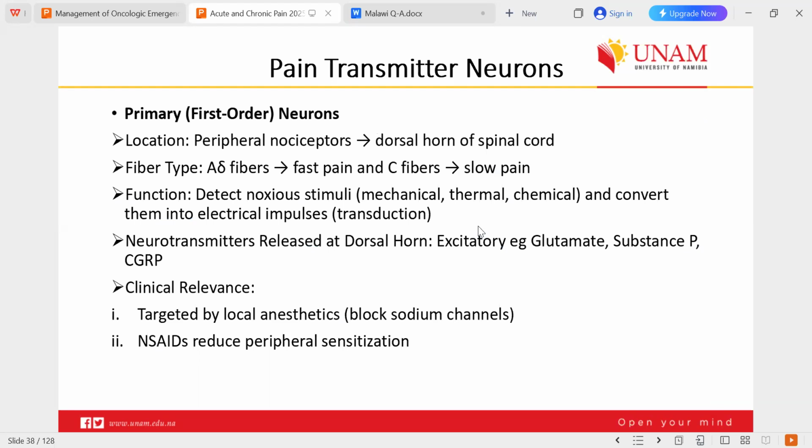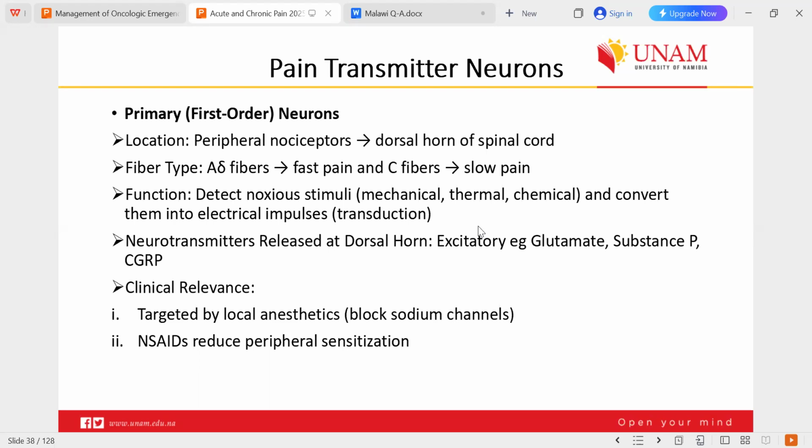Okay, so we look at the transmitter neurons, and like we said, we have three different types. The first order, the primary neurons, are located peripherally with the nociceptors, and they transmit pain sensation from the peripheral nociceptors to the dorsal horn of your spinal cord. There are two types of them, which we mentioned before: A delta fibers and C fibers.